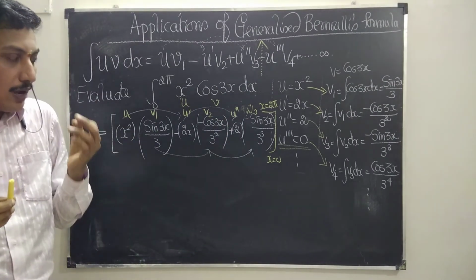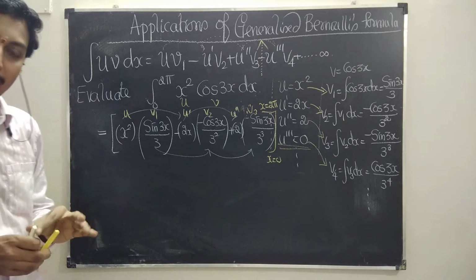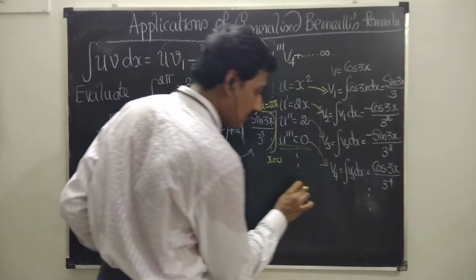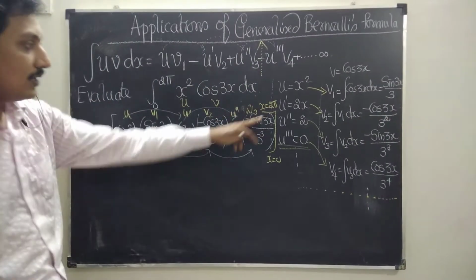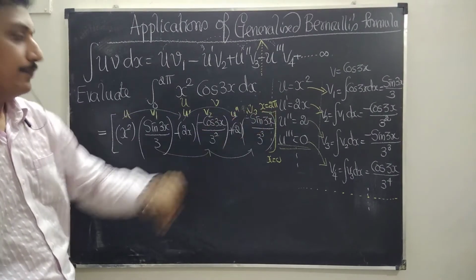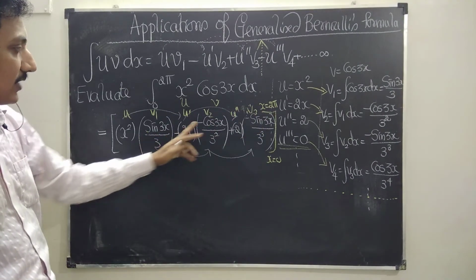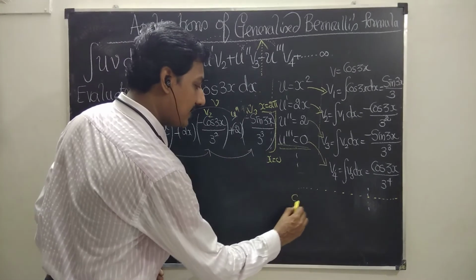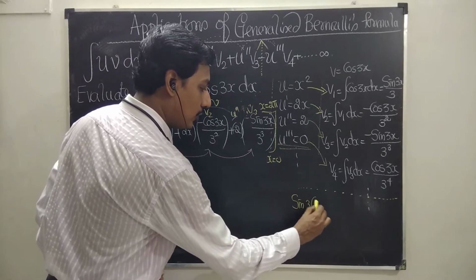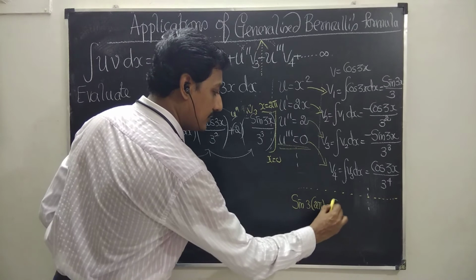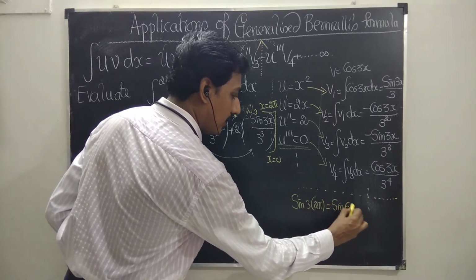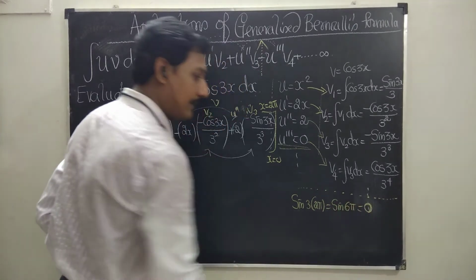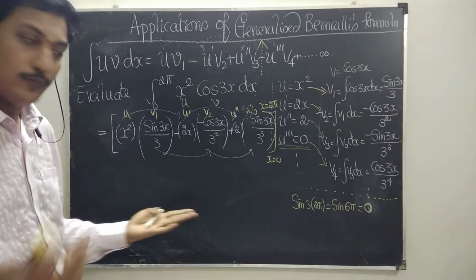So before applying the limits, what I suggest always: what is the upper limit? x is 2 pi. What are the terms we have? Sin 3x, cos 3x. Let us find out. What is sine of 3x at x equal to 2 pi? The upper limit value is sine of 6 pi. What is sine 6 pi? 0, because multiples of pi under the sine function is 0.